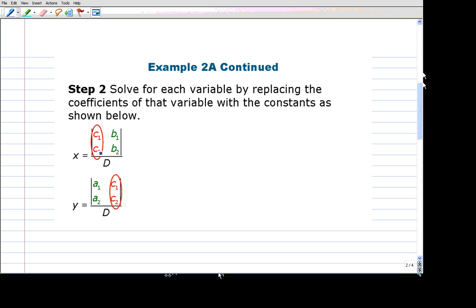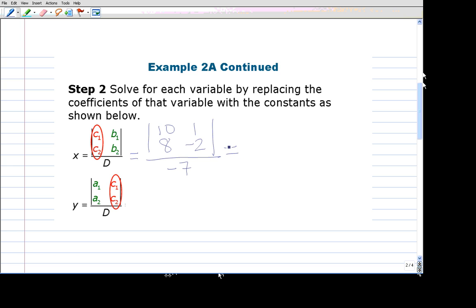And then the y coefficients stay the same, and then we'll divide it by the original determinant. So the constant terms are 10 and 8, and then the y coefficients were 1 and negative 2. Then we're going to end up dividing that by the determinant of the original coefficient matrix, and that was -7.